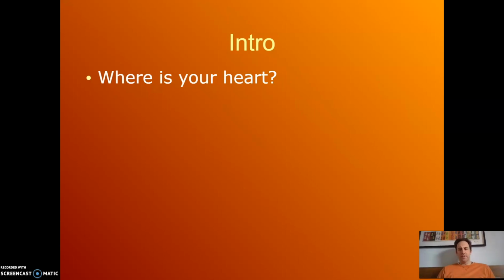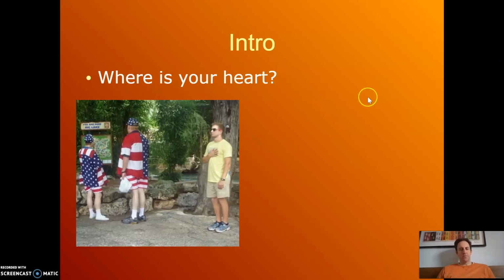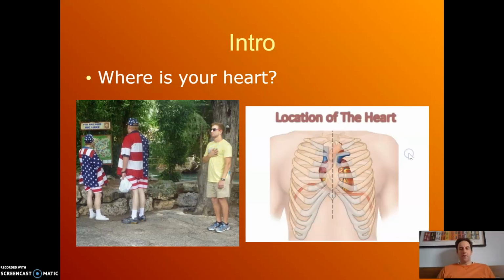Where is your heart? If I asked you to put your hand over your heart right now, I'm guessing most of you would put your hand kind of right here, sort of in the upper left corner of your chest. That's actually not quite right. Your heart is actually more dead center. It sits right beneath the sternum, and then it leans to the left. It's also a bit lower than a lot of people realize. It rests right above the diaphragm, kind of at the base of where your ribs come together, and then again it leans to the left.